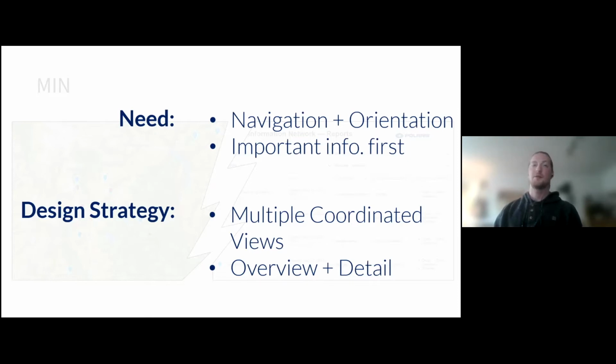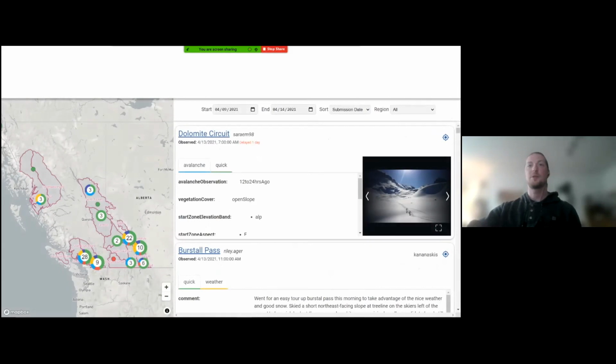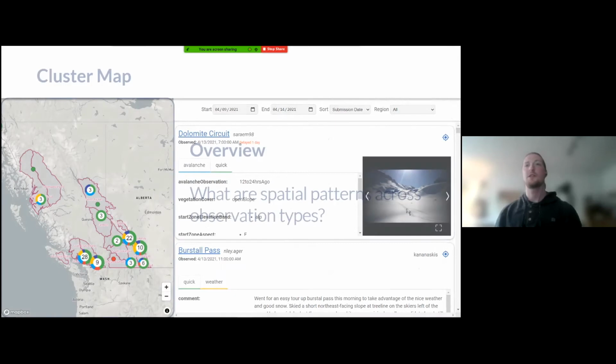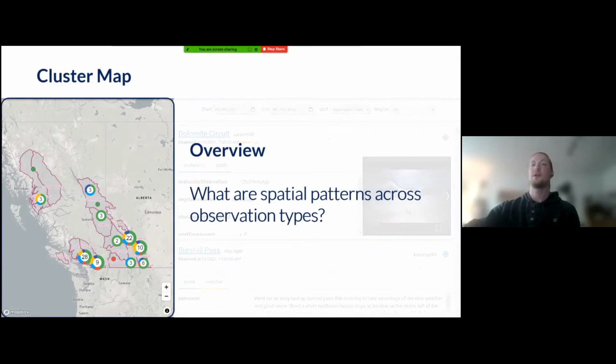And so very similar to the previous visualization that I talked about, we employed multiple coordinated views. That is, we linked them interactively, and we wanted to get some overviews and some more detailed information. So to start with, this is the tool we created. And on the left here, you see a cluster map, which gives you a sense of the spatial patterns across the different observation types that users can select when they're making reports.